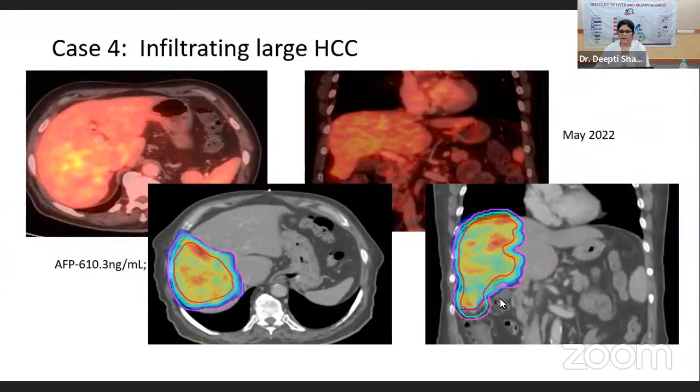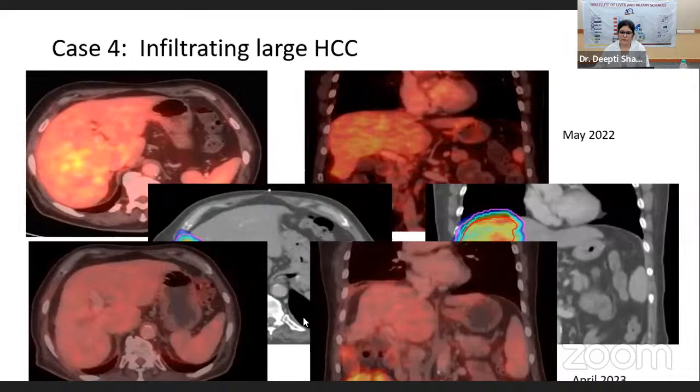And here are the volumes on the anterior posterior, and on the coronal and the transverse plane. Then the patient was followed up with nivolumab-based immunotherapy, and there is complete response at 1 year.